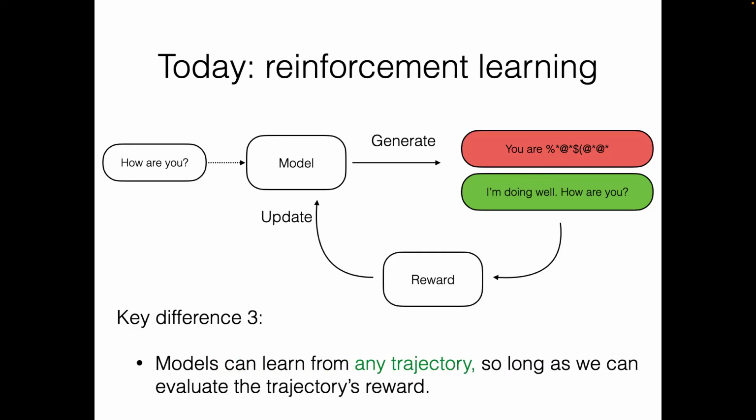And then third, as long as we can evaluate the reward, then the models can basically learn from any output or any trajectory. So in particular here, we have an example of some offensive output. And if you think about it, it's not clear how to use that with maximum likelihood. Whereas here with reinforcement learning, we can assign a negative, low reward to it. And the reinforcement learning algorithm will actually get some learning signal even out of this kind of wrong or mistake trajectory.